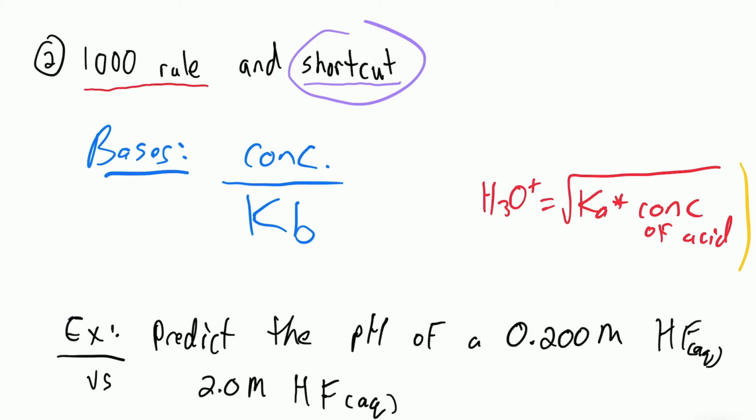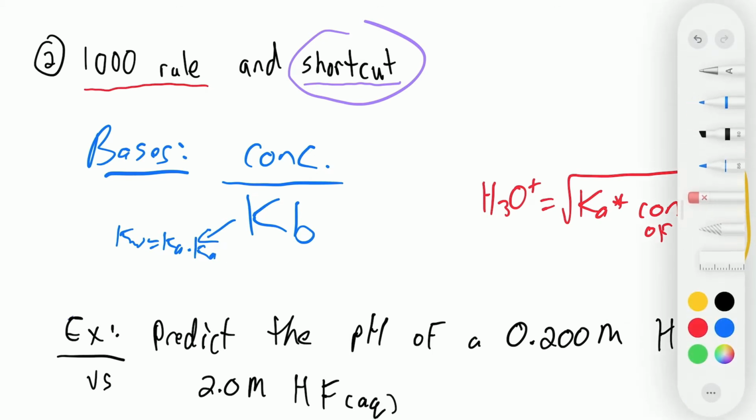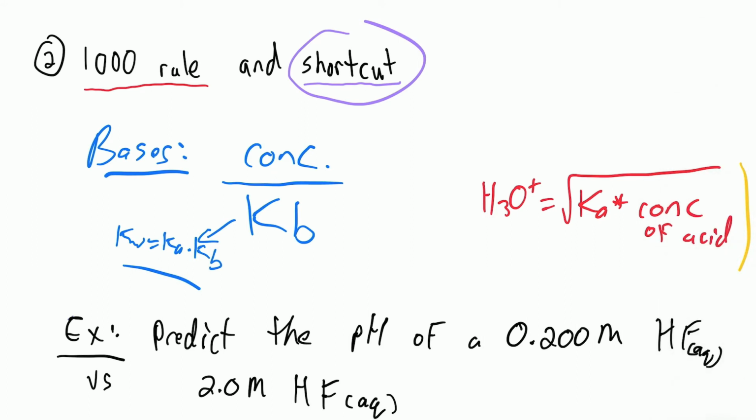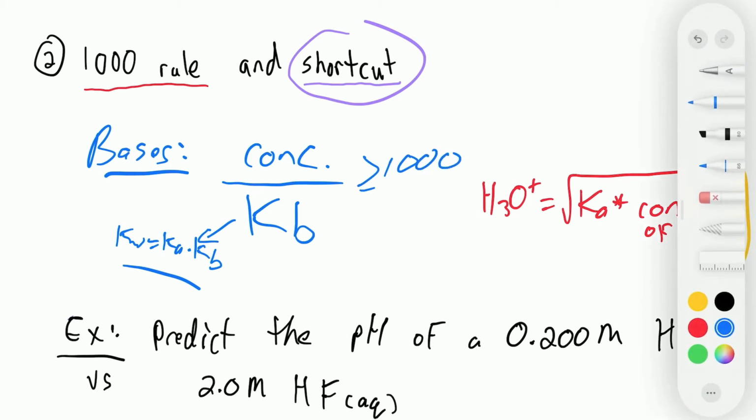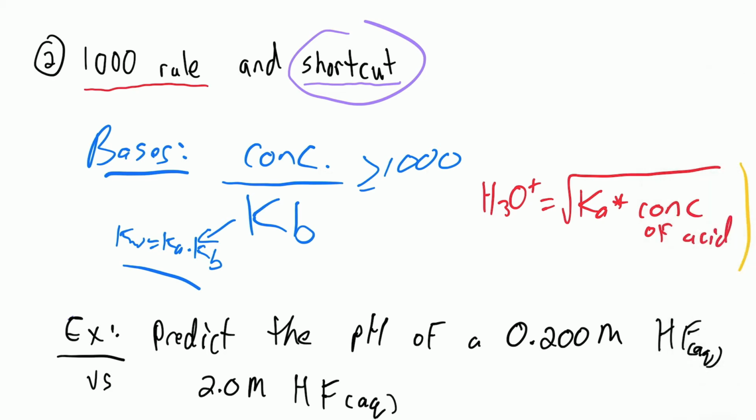And if it's not given, then we can find it using Kw is equal to Ka times Kb. Okay, and that's how we would do it. That's only if the question doesn't give it to you. If it gives it to you, you don't have to worry about that. So, yeah, the concentration over the Kb, and if that's greater or equal to 1,000, then the shortcut would apply here as well. You don't need an ICE table. You don't need a quadratic.